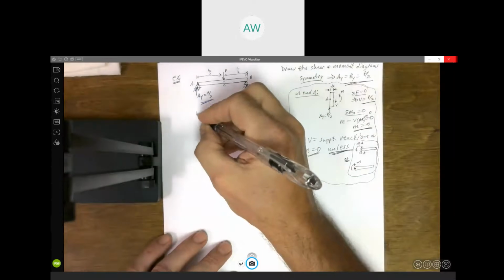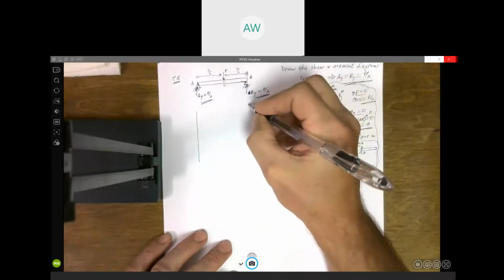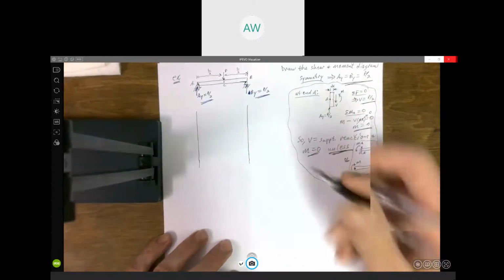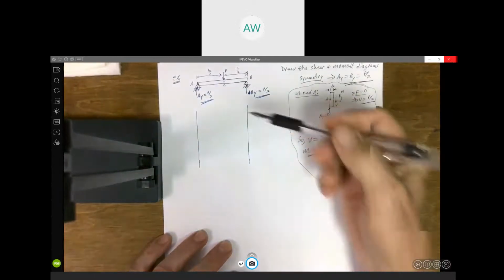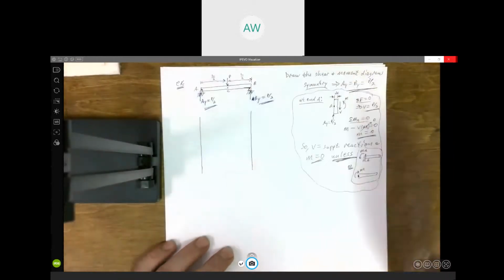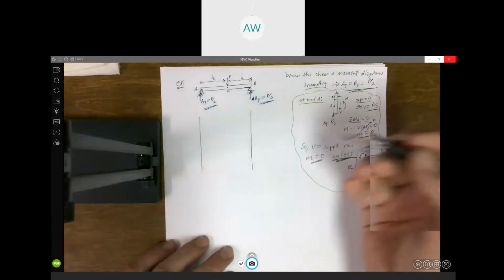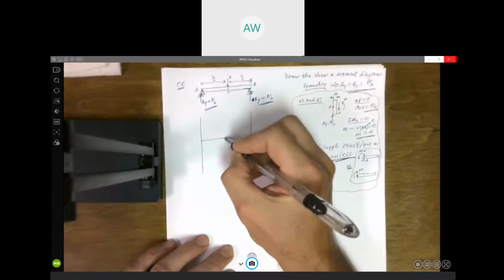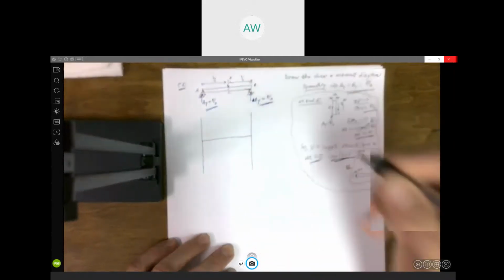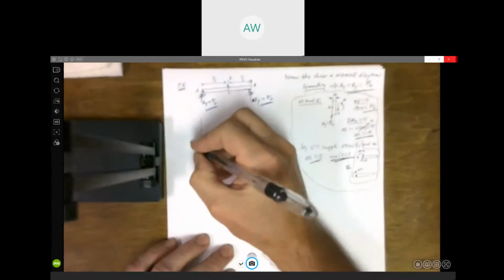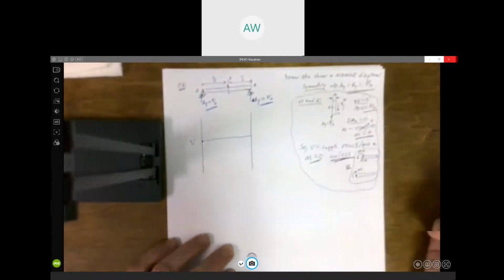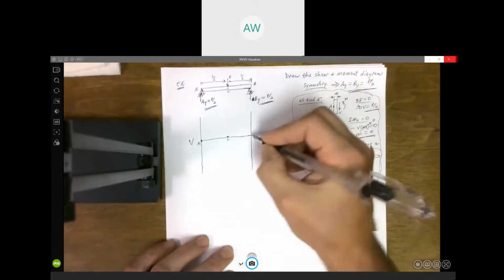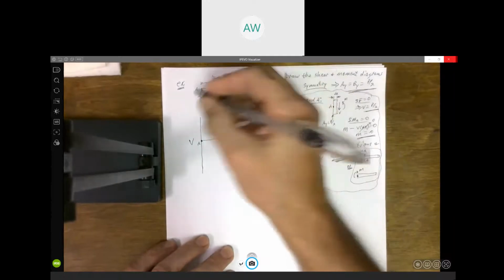Now, typically, shear and moment diagrams are drawn just below the beam with the loading on there, which makes it easier to see where everything lines up. So here, this is going to be the shear diagram. And I'm going to put the points along here that correspond to the points along the beam.